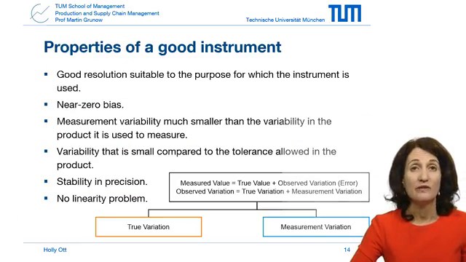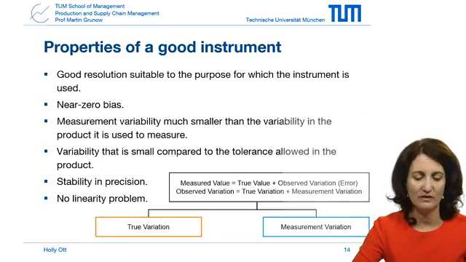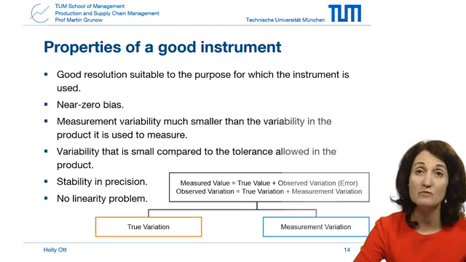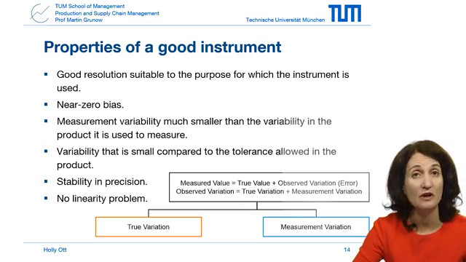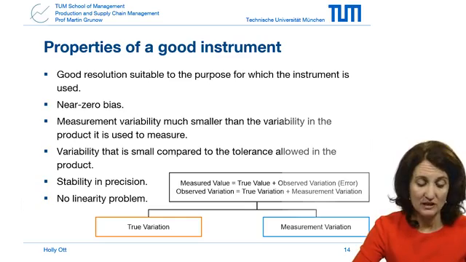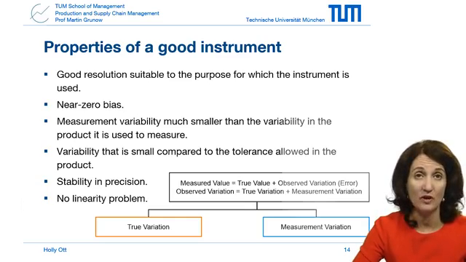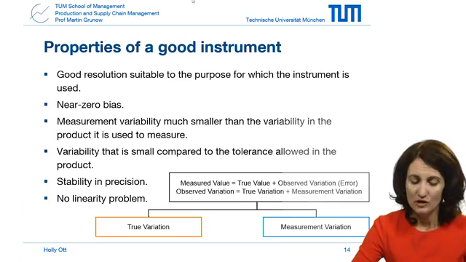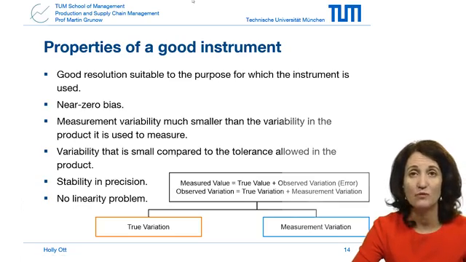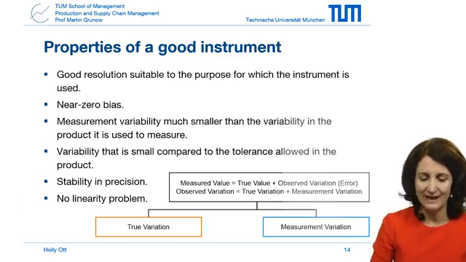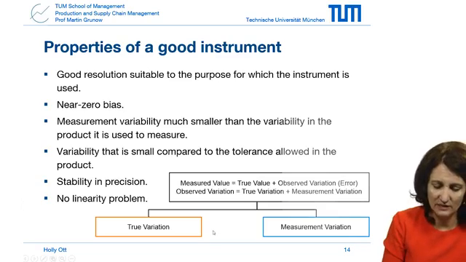A good instrument then, to summarize, should have good resolution, near zero bias, measurement variability much smaller than the variability in the product it's used to measure, variability that is small compared to the tolerance allowed in the product, stability and precision, and no linearity problem. The true variation between outputs should be larger than the error variation of the measurement system. And these sources of variation can be estimated with what we call a gauge R and R study.